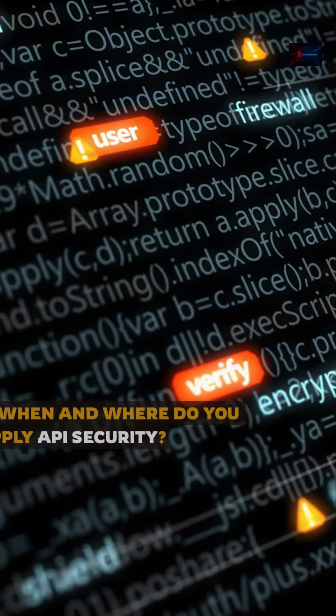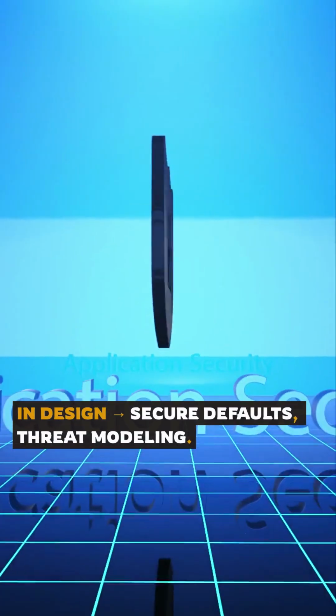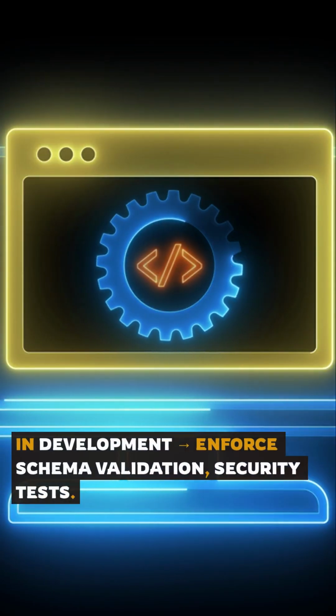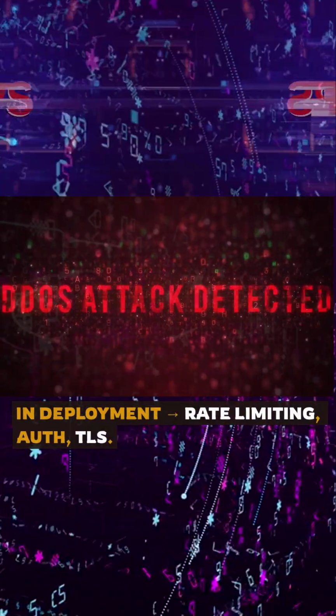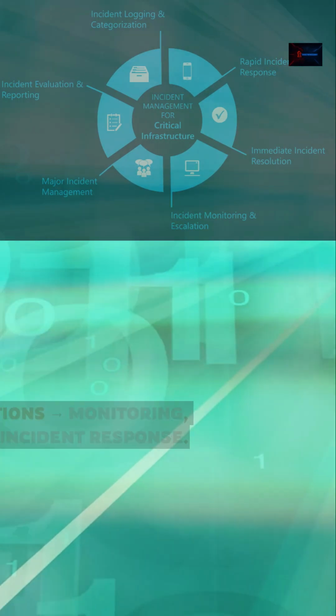So when and where do you apply API security? Everywhere. In design, secure defaults, threat modeling. In development, enforce schema validation, security tests. In deployment, rate limiting, auth, TLS. In operations, monitoring, logging, incident response.